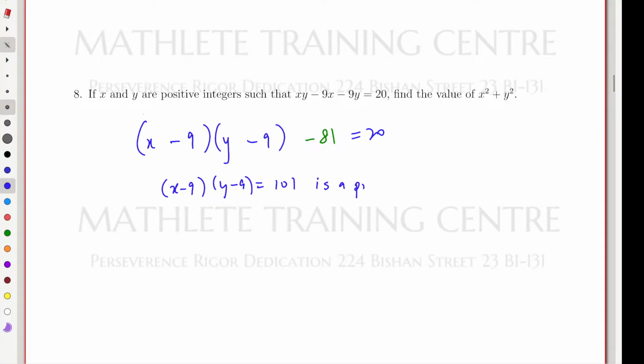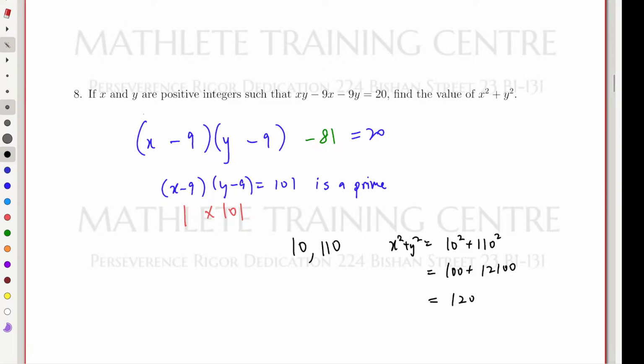And 101 is a prime, which means there's only one way I can factorize it into positive integers, which is 1 times 101. So in other words, one of the numbers is equal to 10, and one of the numbers is equal to 110. Then x squared plus y squared is equal to 10 squared plus 110 squared. That's 100 plus 12100, so the answer is 12200.